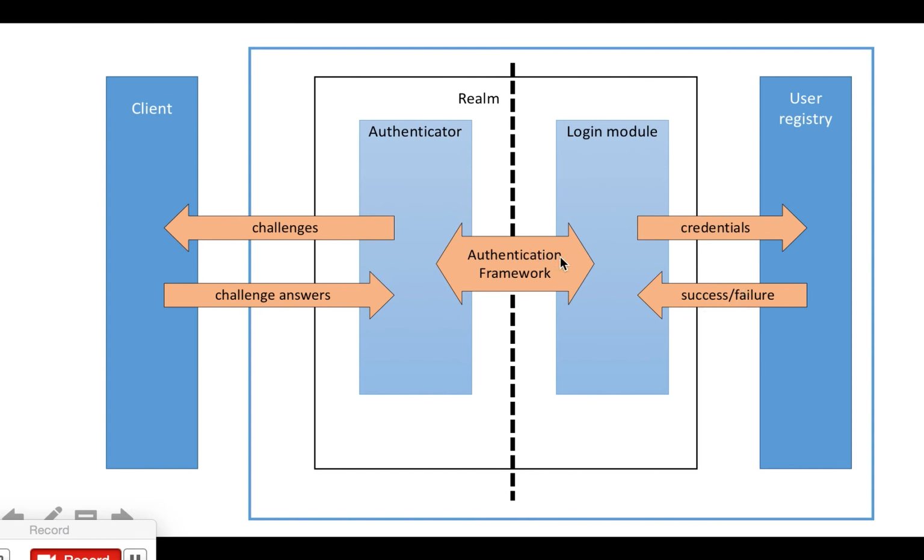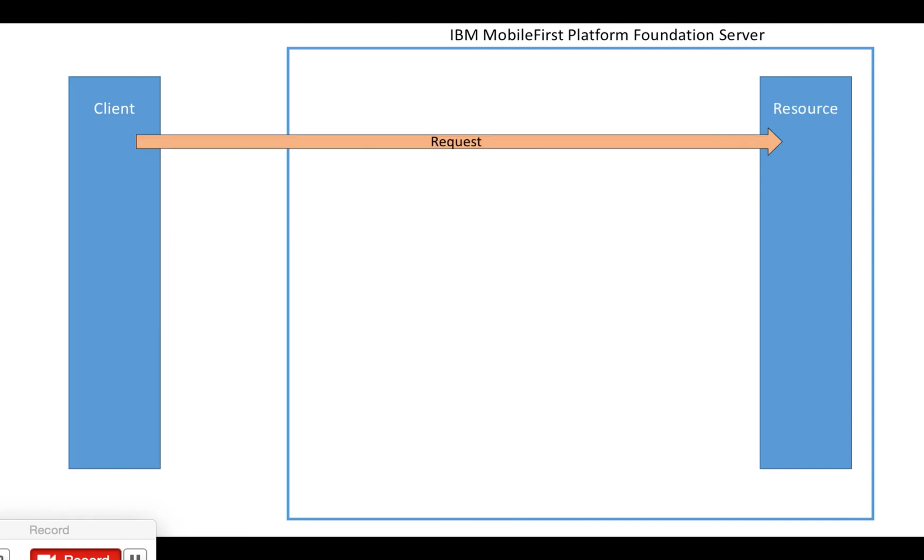The communication between Authenticator and login module is performed by the MobileFirst authentication framework. Once again, Authenticator is client-facing, and login module is user-registry-facing. They communicate with the help of the MobileFirst authentication framework. The client never talks directly to the login module, and Authenticator never talks directly to the user registry. Authenticator never validates credentials. This is important to understand because we're going into more technical flows soon.